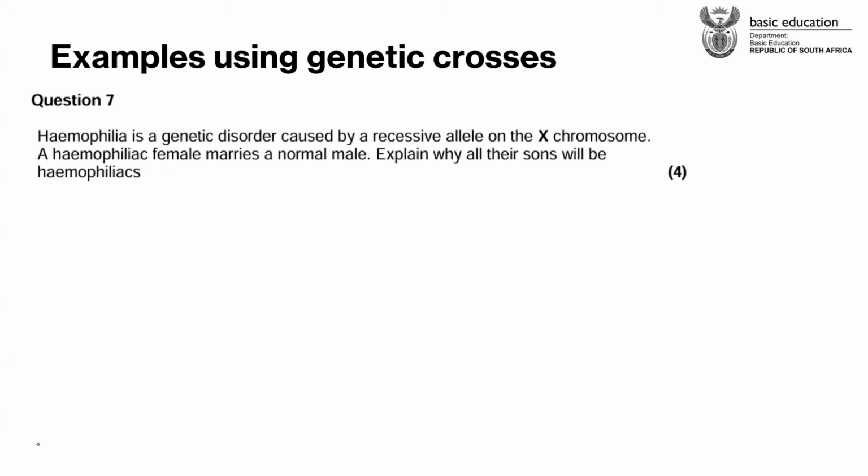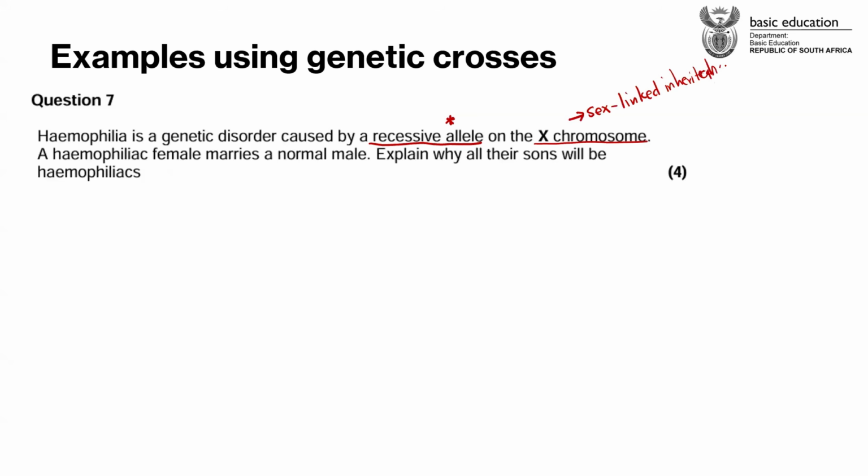Hemophilia is a genetic disorder caused by a recessive allele. Still the same scenario as I've already told you guys. You should read the statement and find out what type of allele causes the condition. And this recessive allele is found on the X chromosome. So it means that this is a sex-linked inheritance type of scenario. Once you hear that we have an allele causing a disorder on an X chromosome, that is a sex-linked inheritance type of scenario.